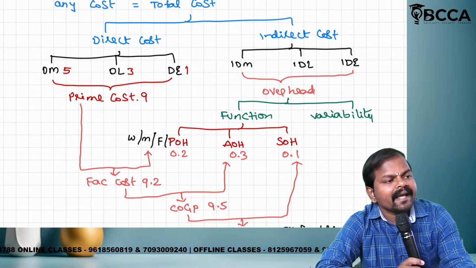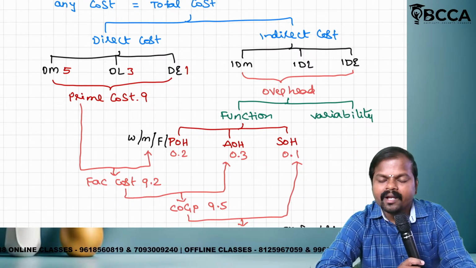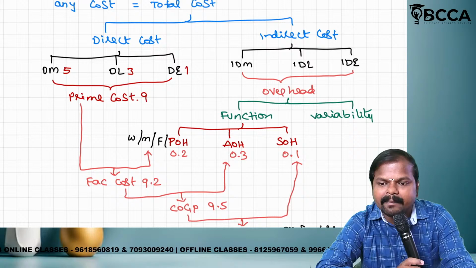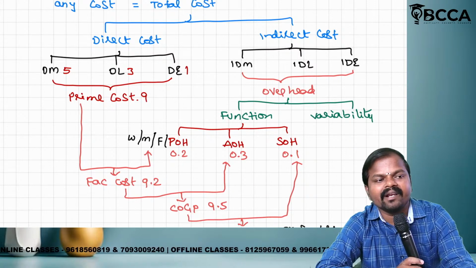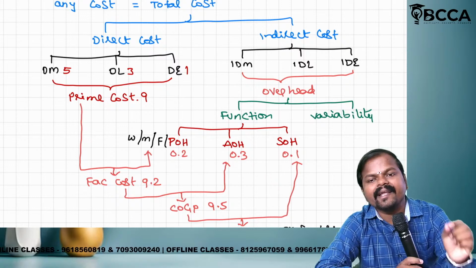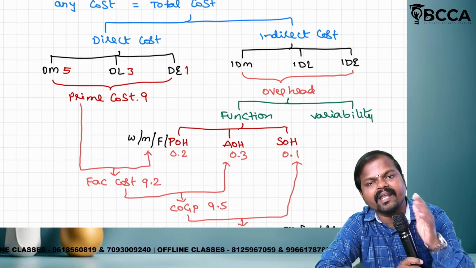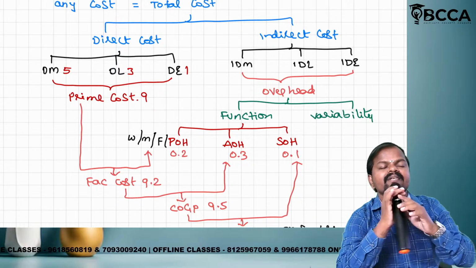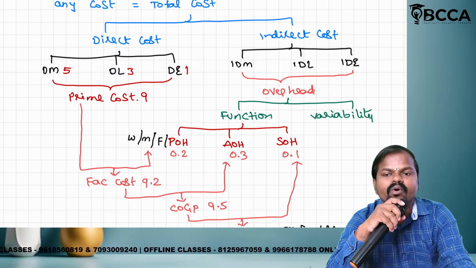All indirect cost can be classified into three types: indirect material, indirect labor, indirect expense. All these aggregated will give overhead. Overhead can be classified into two types: based on function and based on variability. Clear? Based on function: POH, AOH, SOH.